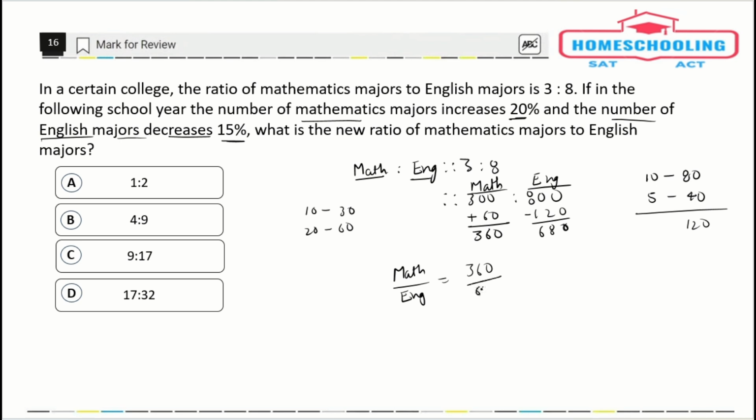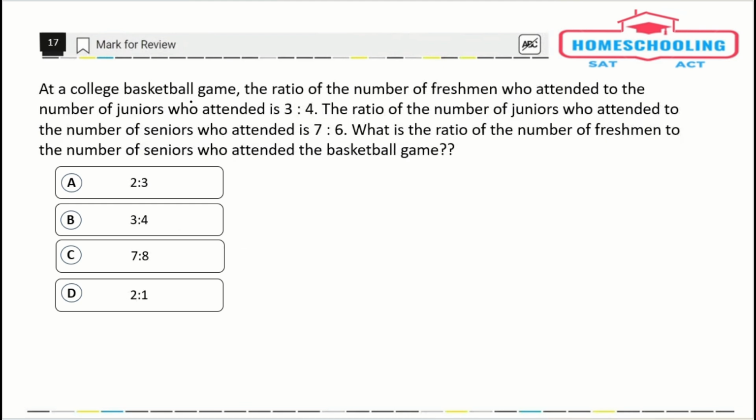So now the ratio of maths and English major would be 360 divided by 680. Zero, zero gone. 36, 18 times. This one would be 34. And then 17, and this one would be 9. So the ratio would be 9 by 17. So this is your answer. So option C is your correct answer. Now, moving to the next question.